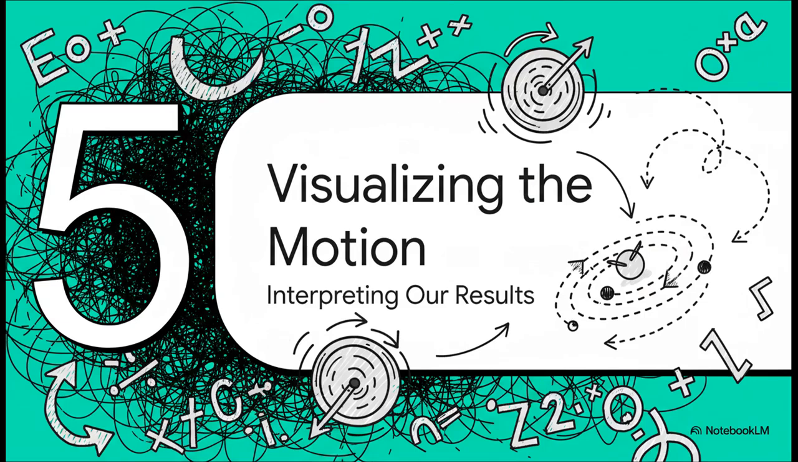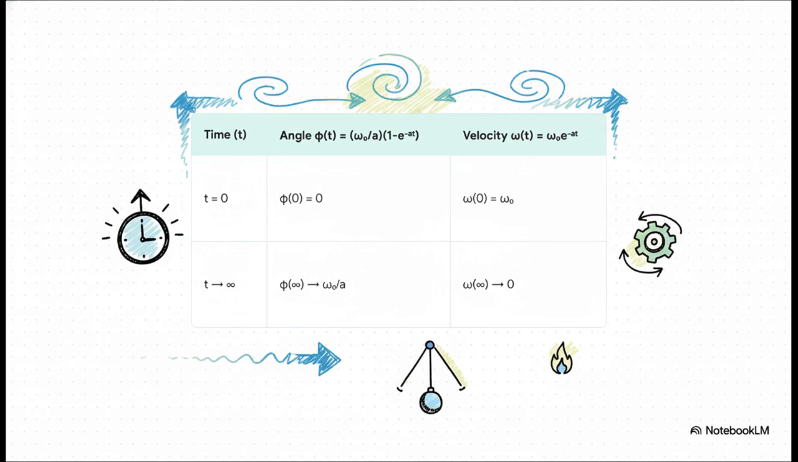Well, kinda. In physics, getting the answer is only half the battle. The real fun and the real insight comes from figuring out what these equations are actually telling us about the motion. Let's bring this math to life. This little table really tells the whole story of the object's life. Let's check the start and the finish line. At time t equals 0, if you plug that into our equations, they give us exactly what we started with. Angle is 0 and the velocity is at its maximum, omega naught.